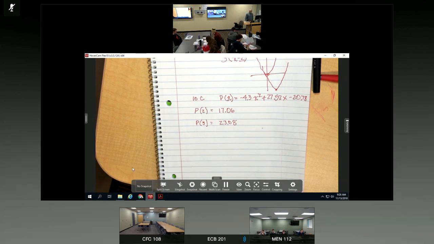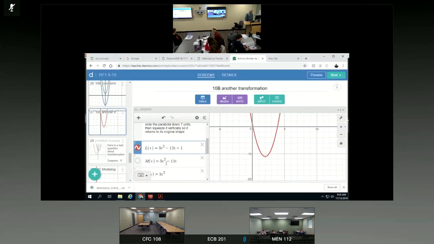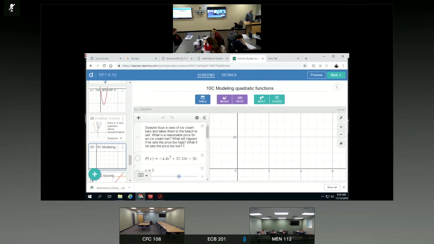Well, one of the ways that you could do this is to graph that equation. If you notice, here is the graph of that equation. If you sell them for $2, you end up here at 1708. If you sell them for $3, you end up here at about $23 and something. Is that the best price to sell them for according to the graph? Do the graph and let's see what you get.